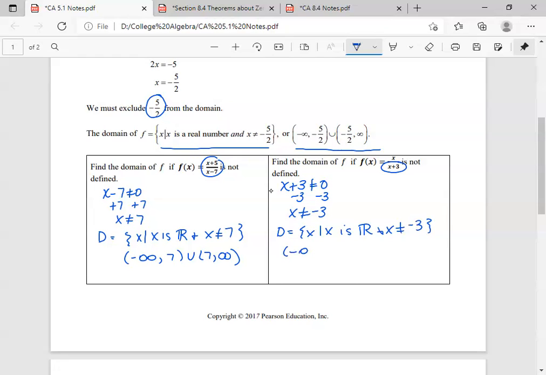If I were to write that in interval notation, I'm good from negative infinity. And when you're doing the interval notation, you always go from the smallest to the biggest. So we're good from negative infinity all the way to negative 3. And then we're good again from negative 3 to infinity.